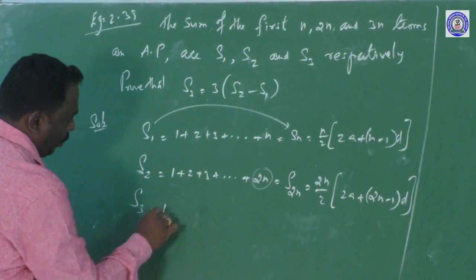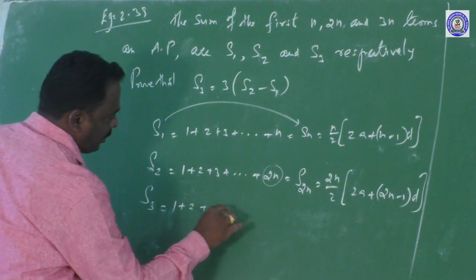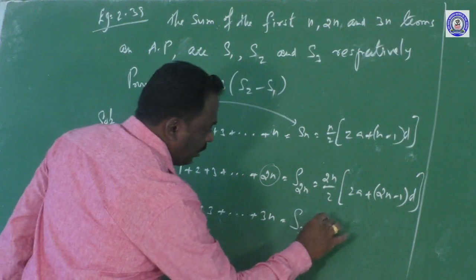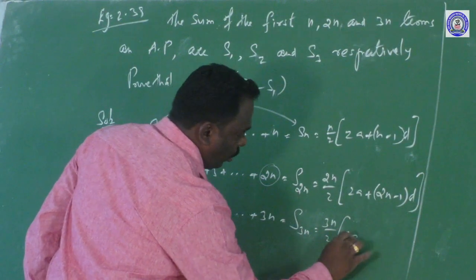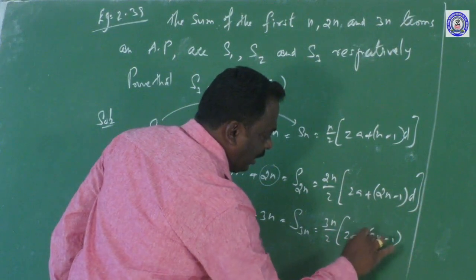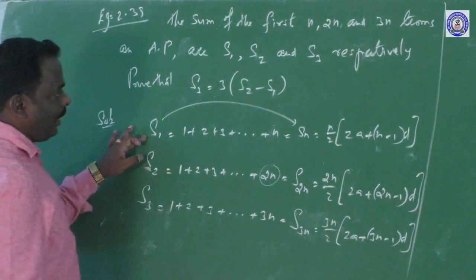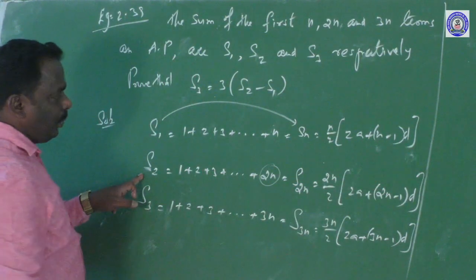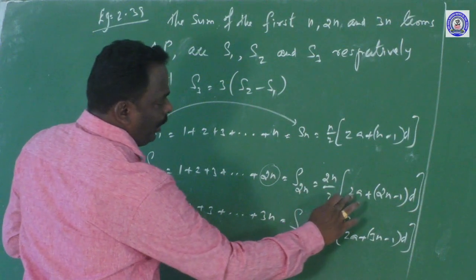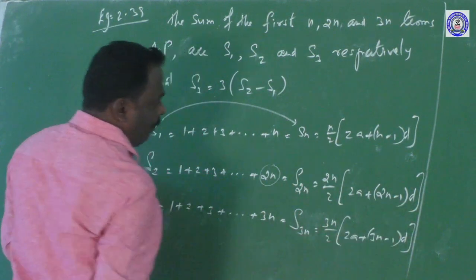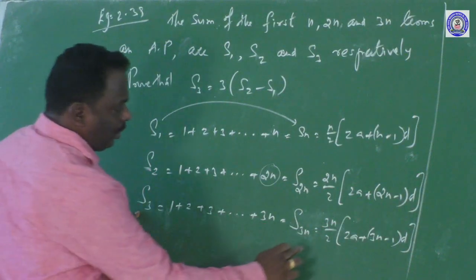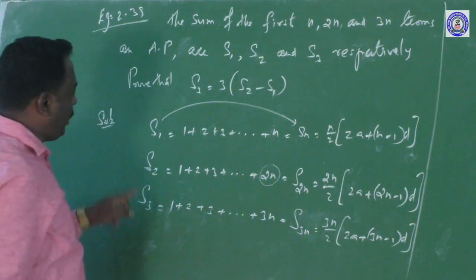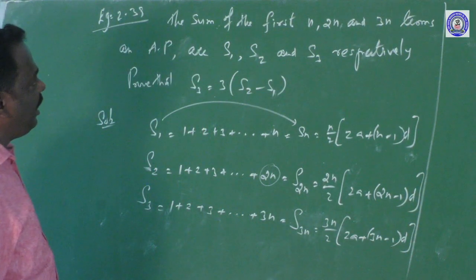Similarly S3 is equal to 1 plus 2 plus 3 plus etc., plus 3n terms. That is the sum of 3n terms, equal to 3n by 2 within the bracket 2a plus 3n minus 1 into d. Therefore S1 equals n by 2 into 2a plus n minus 1 into d, S2 equals 2n by 2 into 2a plus 2n minus 1 into d, and S3 equals 3n by 2 into 2a plus 3n minus 1 into d. These are S1, S2, S3.